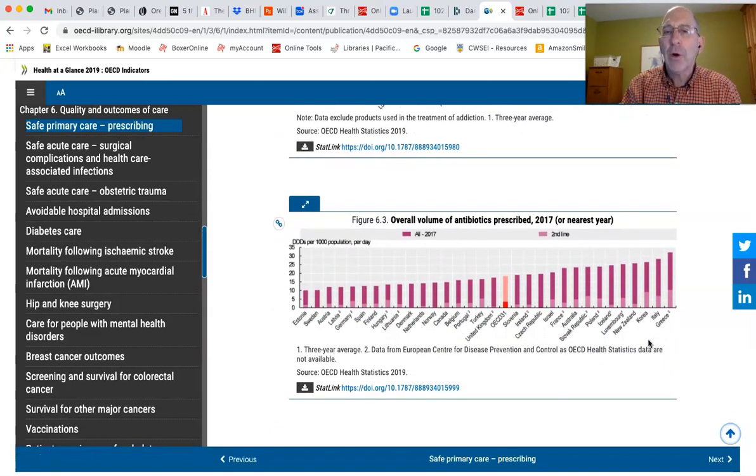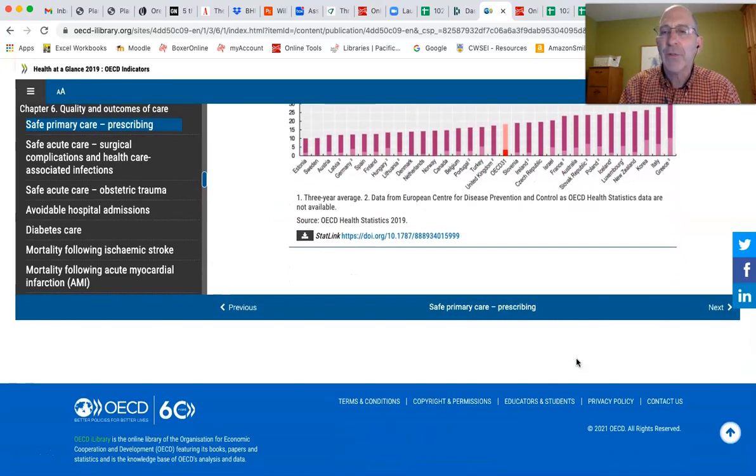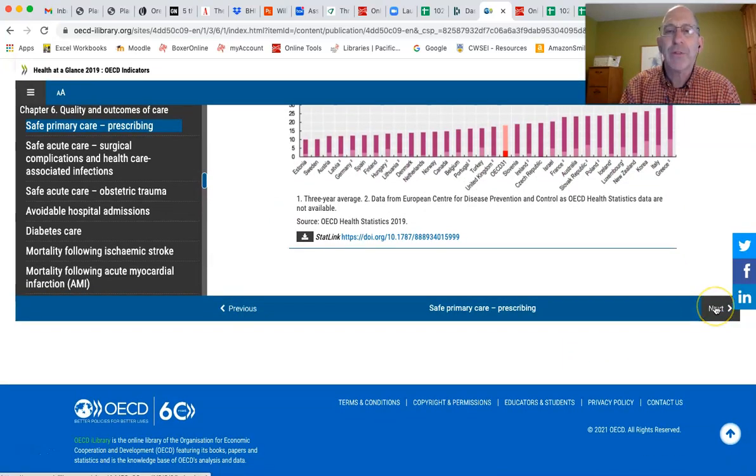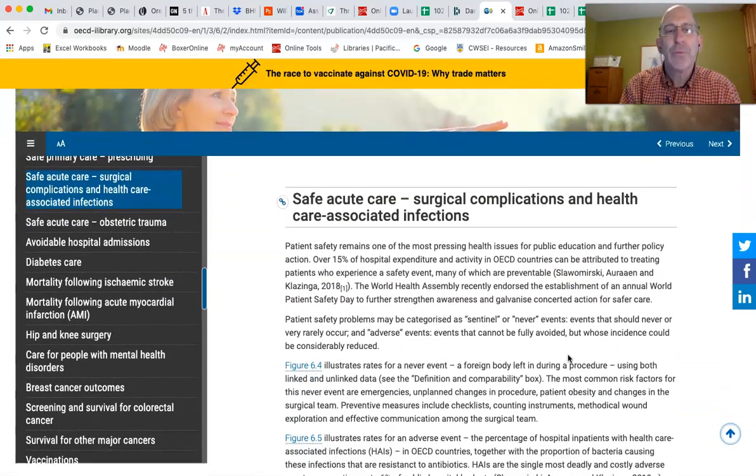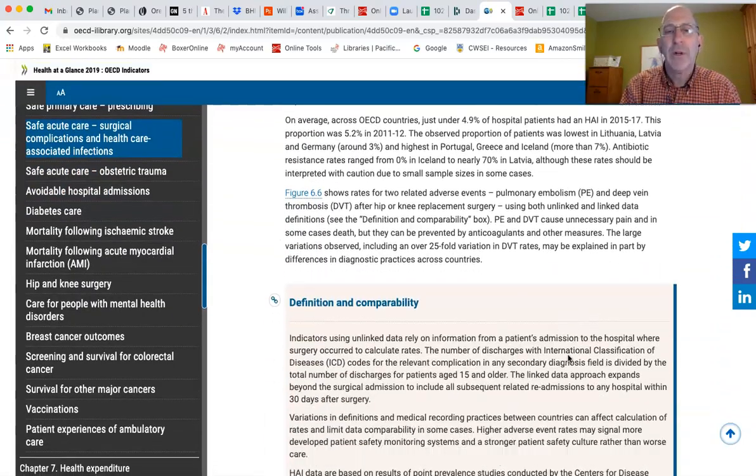Overall volume of antibiotics prescribed, well, that probably does have the U.S. Maybe, as I say. We don't see the U.S. Yeah, so the notes tell us why. Data from the European Center, that's where they get the data. The European data collector is who's giving us the data, but OECD doesn't have data for that. So okay, we struck out. So that's that.